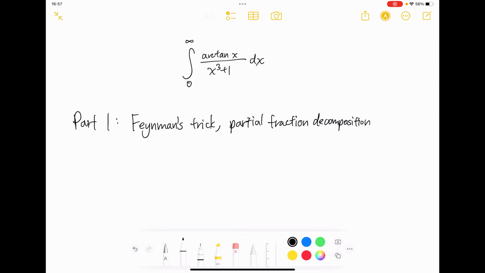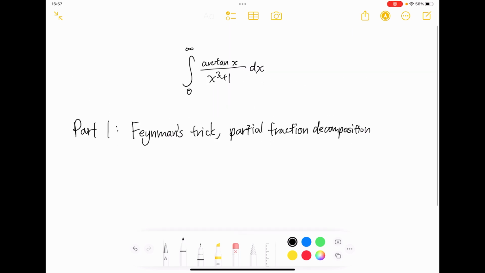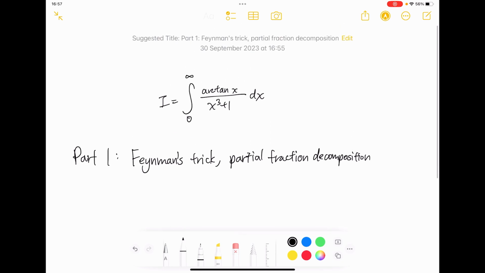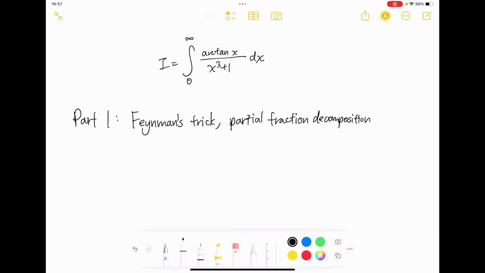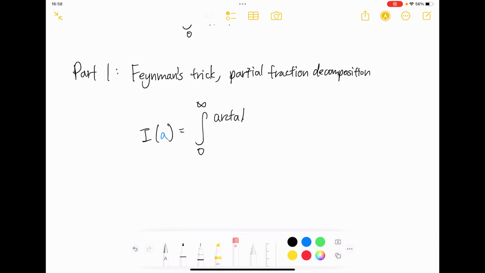So Feynman's trick. We're going to add a parameter into this integral. Where shall we put it? Well, I'm putting it inside the arctan function. We're going to get that juicy rational function. Anyways, if we call this integral I, we're going to define our integral function, I of a. It's going to be the integral from 0 to infinity of arctan of ax divided by x cubed plus 1 dx.